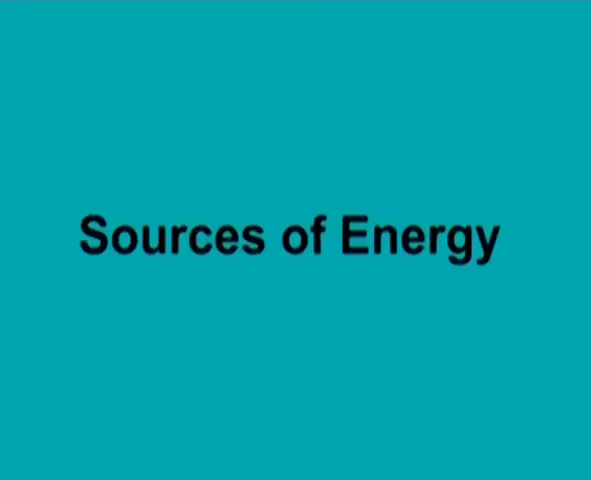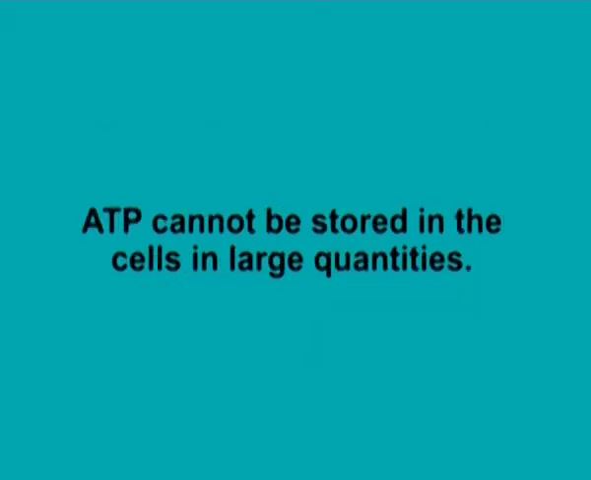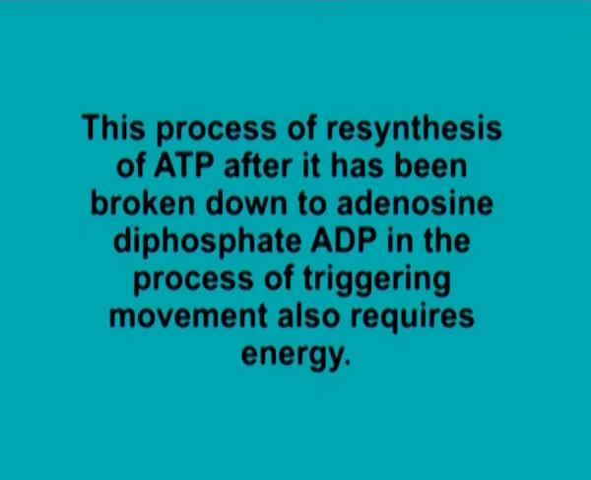Sources of energy. The only direct source of energy for triggering muscular contraction and hence movement is adenosine triphosphate, generally called ATP. ATP cannot be stored in the cells in large quantities. Therefore, it is in short supply in the muscle cells and it must be constantly recreated or resynthesized. This process of resynthesis of ATP after it has been broken down to adenosine diphosphate, that is ADP, in the process of triggering movement also requires energy.